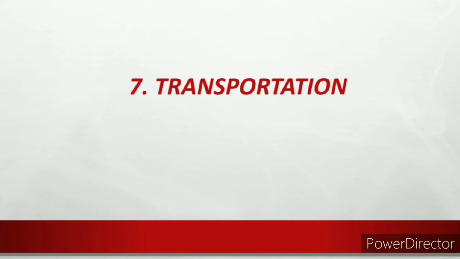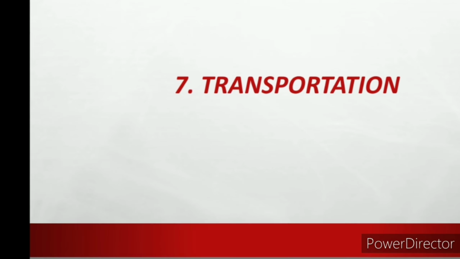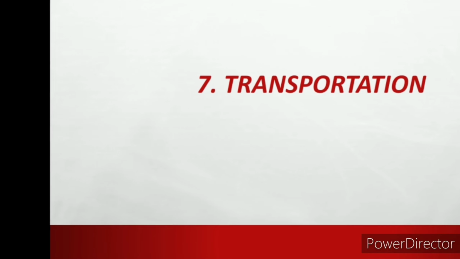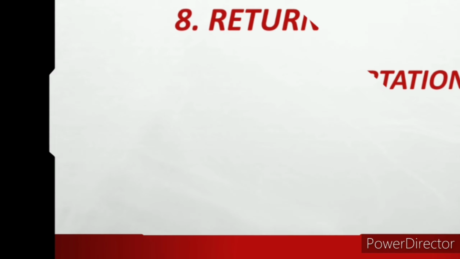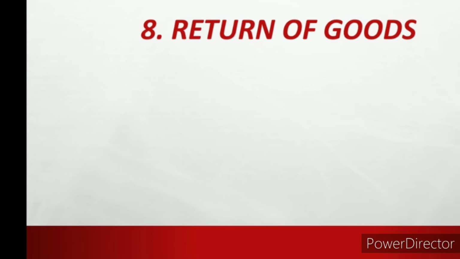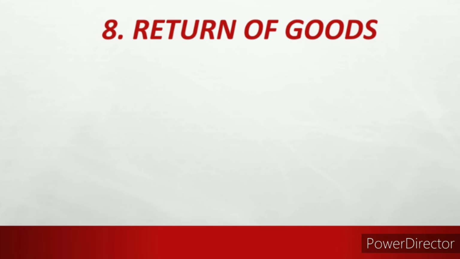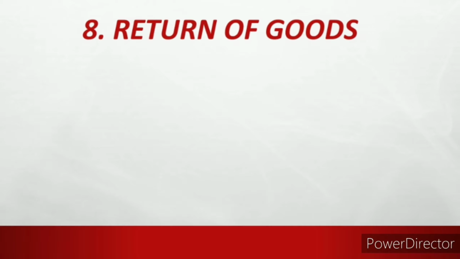Transportation is vital in terms of carrying raw materials to the manufacturing unit and delivering the final product to the market. Eighth is return of goods. Among the various components that create a strong supply chain is a facility for the return of faulty manufactured goods, along with a highly responsive consumer grievance redress unit.